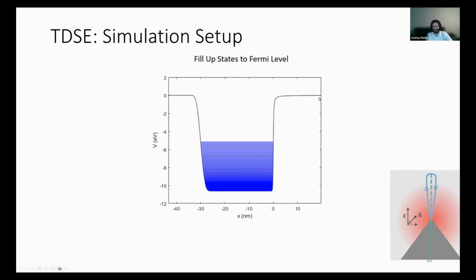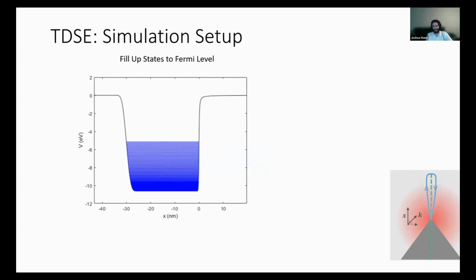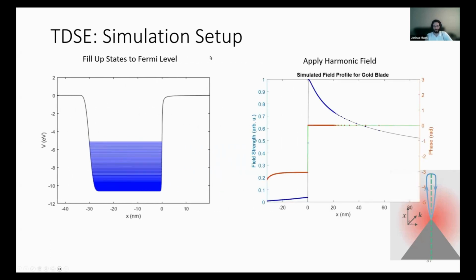To initialize the calculation, we fill up the states up to the Fermi level and apply a harmonic field. This is just a finite difference time domain calculation done some time ago for the gold nanoblades. You can see it includes some field drop off and also some field penetration within the material.